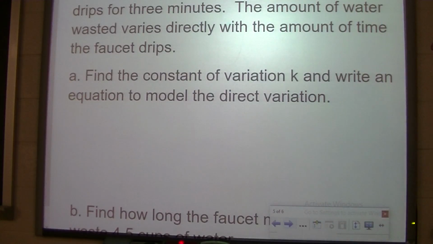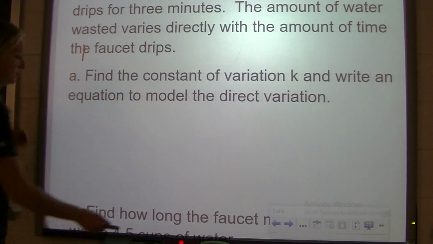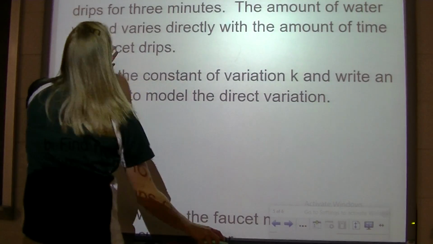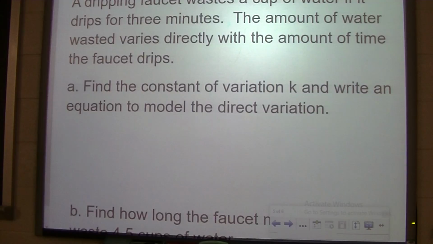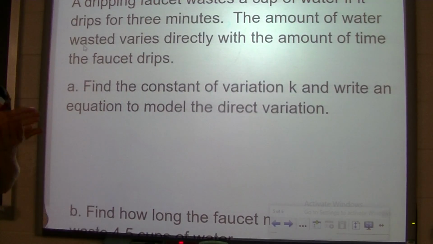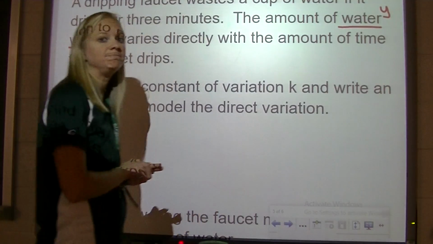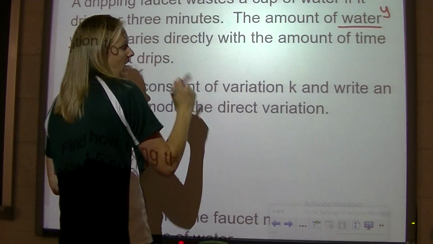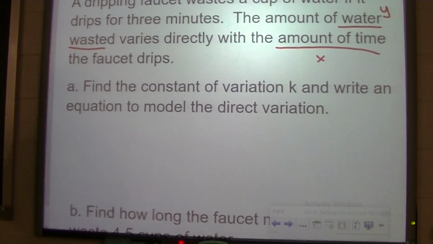Okay, example 3. It says a dripping faucet, I hope you can see, I can scroll down. A dripping faucet wastes a cup of water if it drips for 3 minutes. The amount of water wasted varies directly with the amount of time the faucet drips. So we just said in the other examples, y varies directly with x. So what's y here? The amount of water wasted is our y. So y varies directly with x. In this case, x happens to be the amount of time the faucet drips.